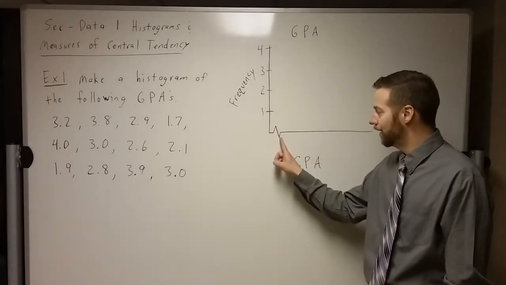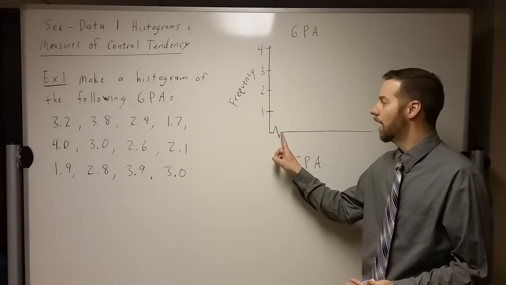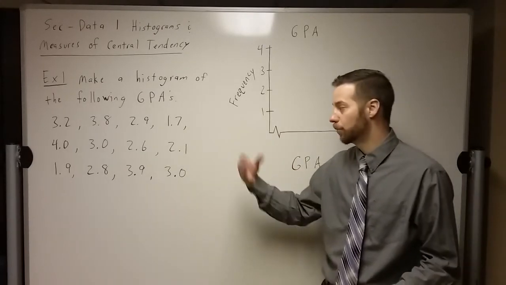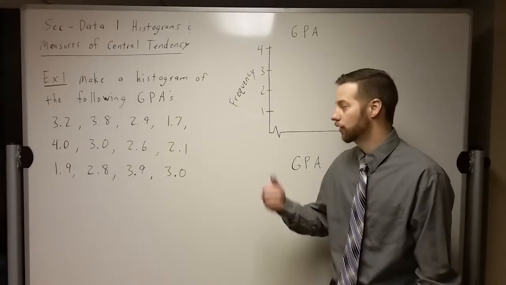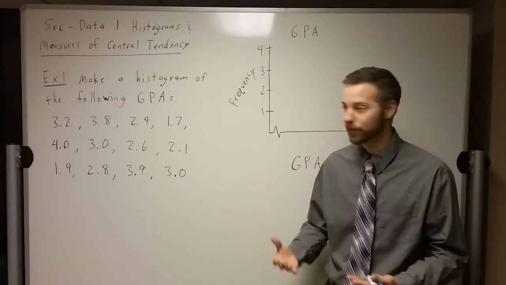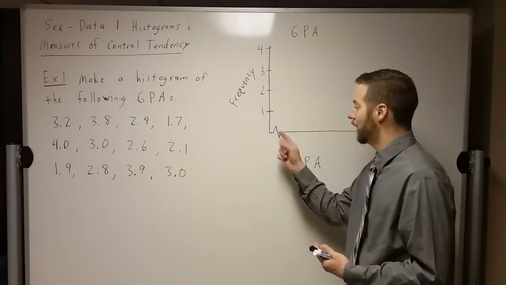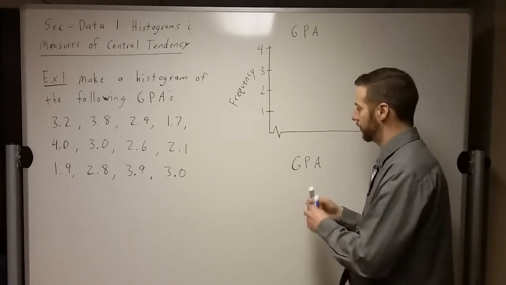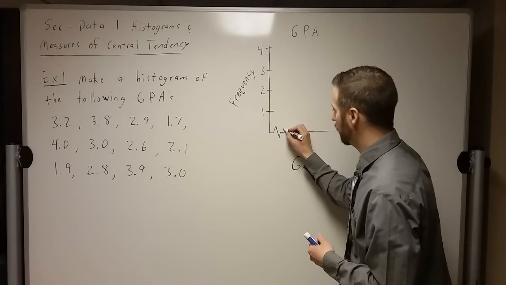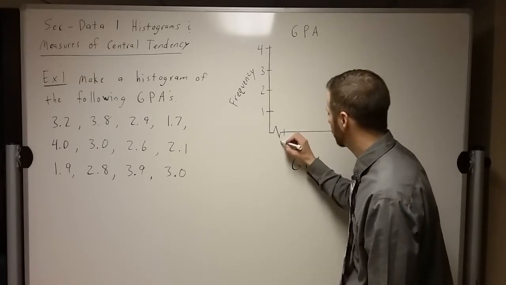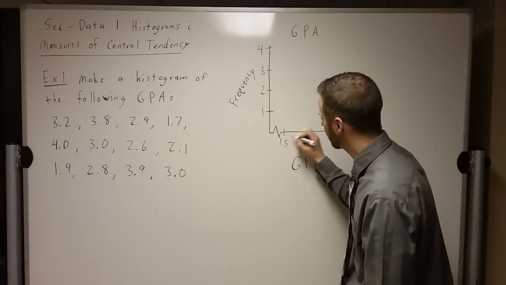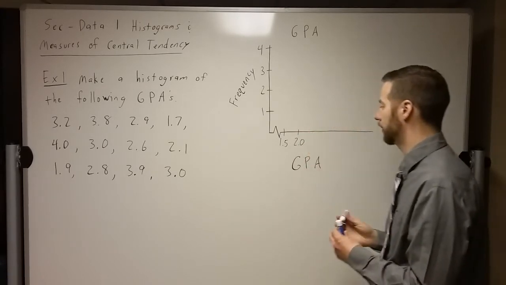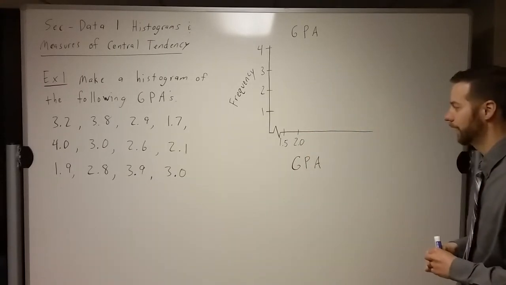Now, this little thing here is a handy little thing to put in graphs. I don't really want to start at 0, because if you notice, I'd have to go 0 to 0.5, there's not any of those. I'd have to go 0.5 to 1, there's not any of those. And so I'd rather just skip ahead a little bit. This little symbol means there's a break in the graph. So instead of starting at 0, the lowest we have is 1.7, so I'm going to start this at 1.5. And I'm going to go from 1.5 to 2.0. That's going to be my one interval here.